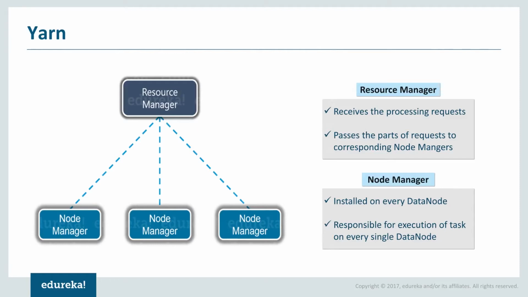So when we have different node managers, obviously we need someone who will manage all these node managers, which is called a resource manager. Okay, so resource manager takes all the requests and it will maintain, first job will go to this name node, second job will go to this name node. So that is how it manages. So resource manager is the one which will manage all your node managers, and node managers in turn manage your name nodes and data nodes, right?